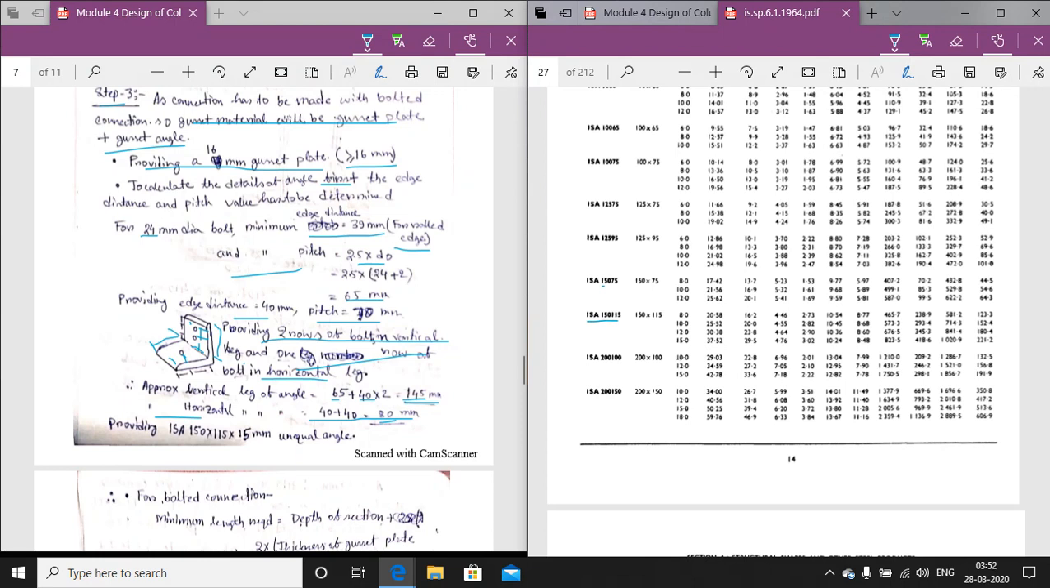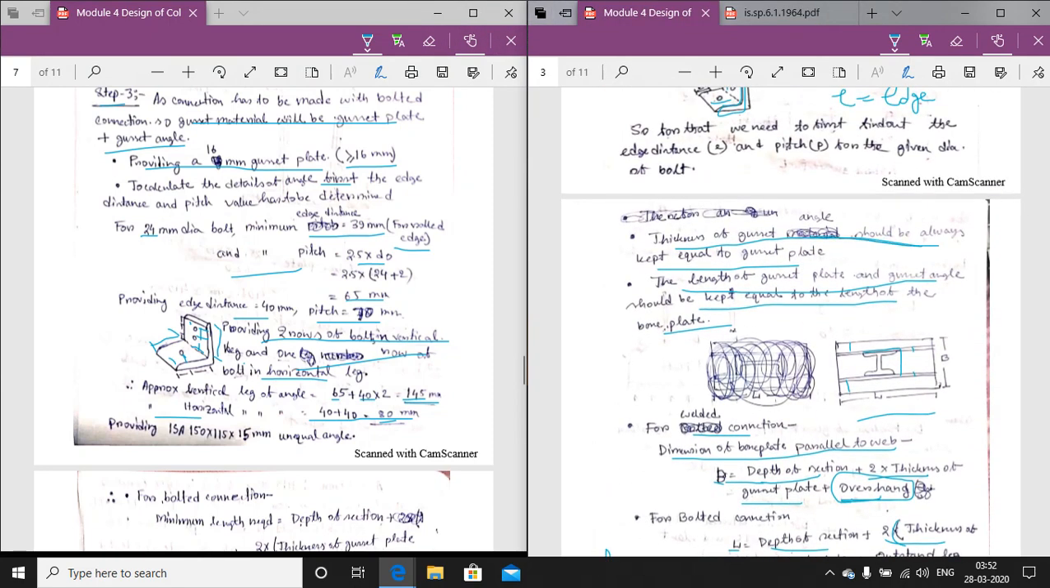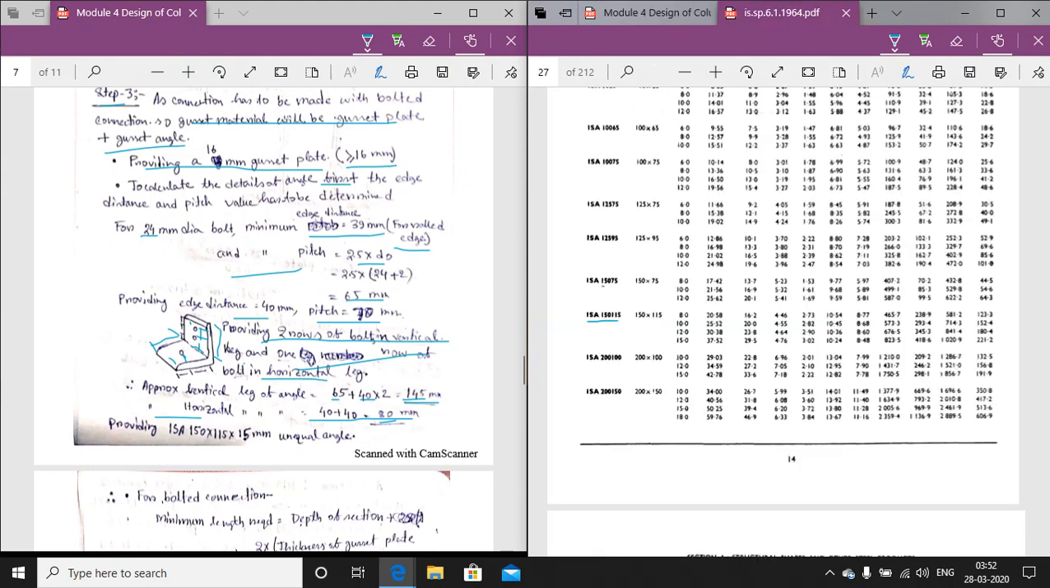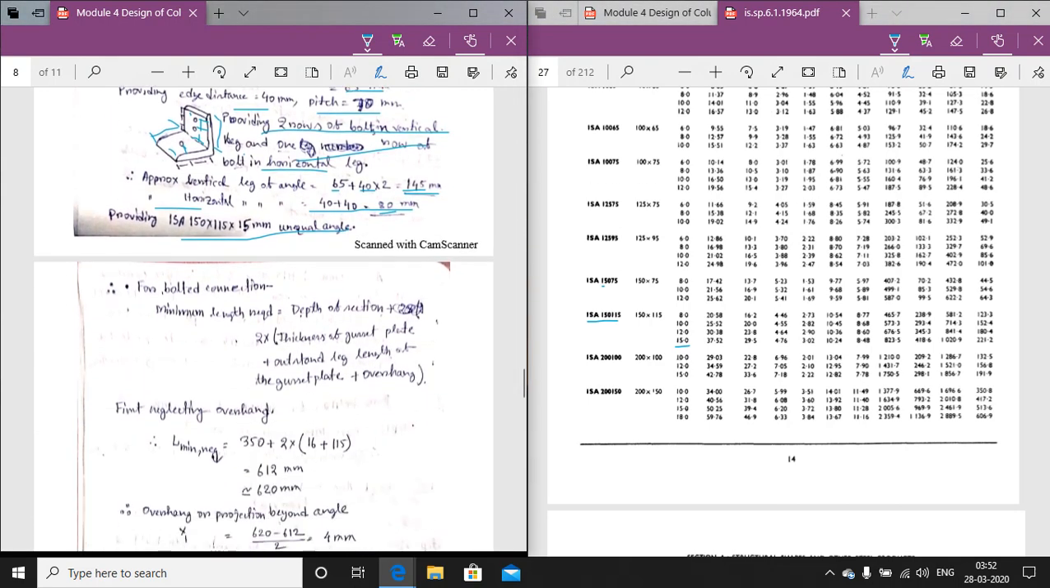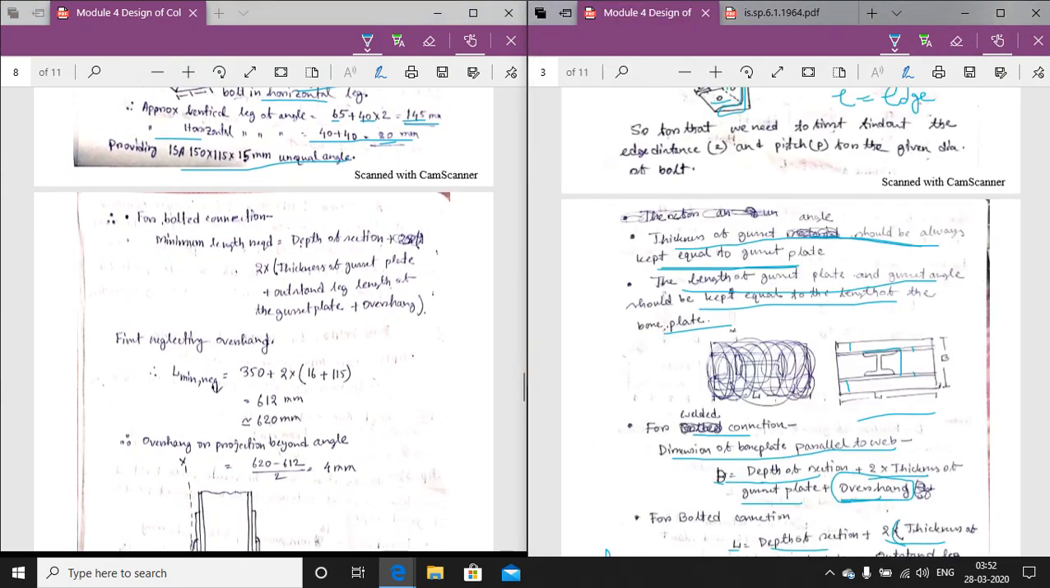Now what will be the thickness? In my note it is said that the thickness of the gusset angle should always be kept equal to the gusset plate. Now what is the thickness of the gusset plate we have taken? Thickness of the gusset plate is 16 mm. So the angle thickness will also be 16 mm, but here there is no value such as 16, so we will take 15. So providing an unequal angle 150 into 115 and 15 mm. The angle value has been taken.